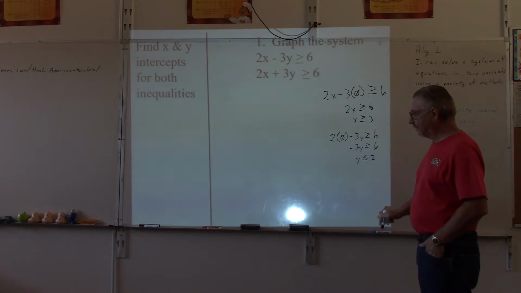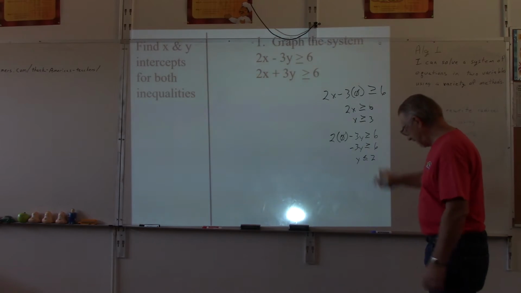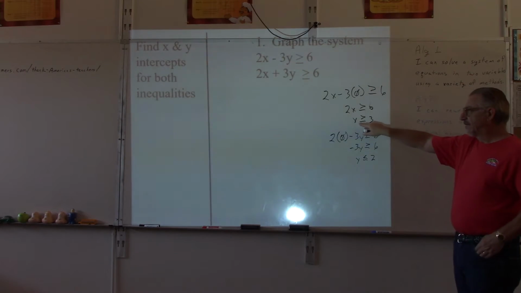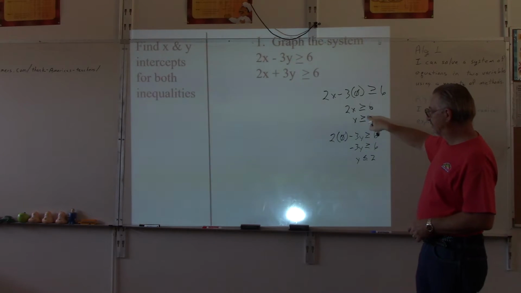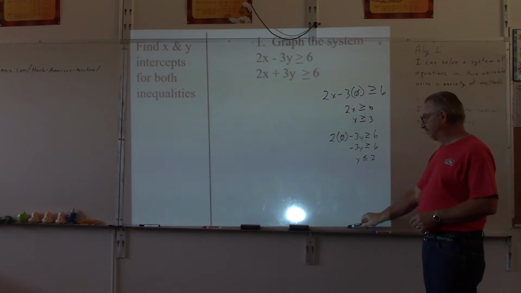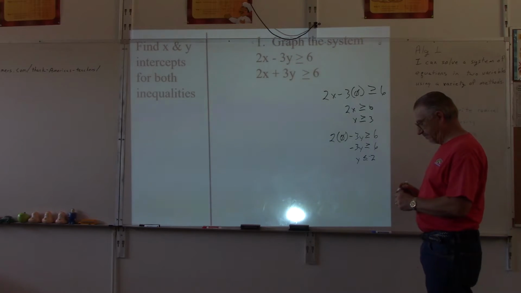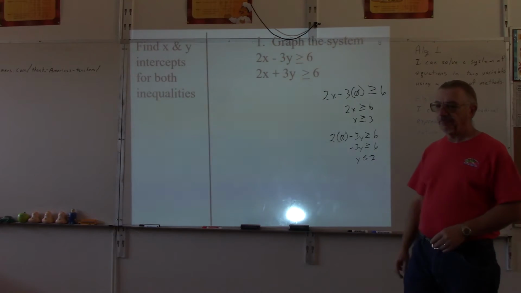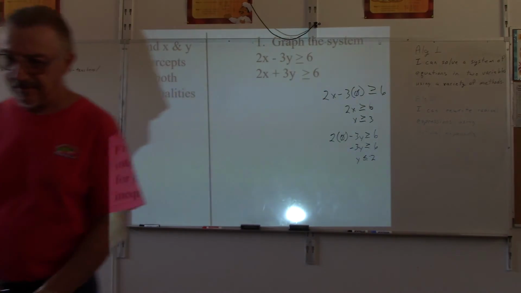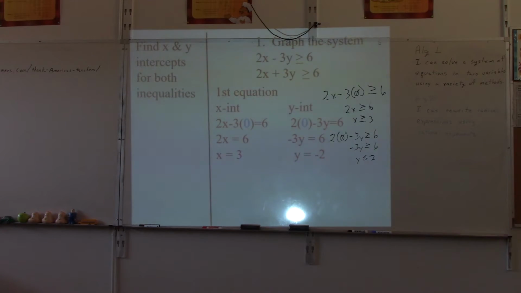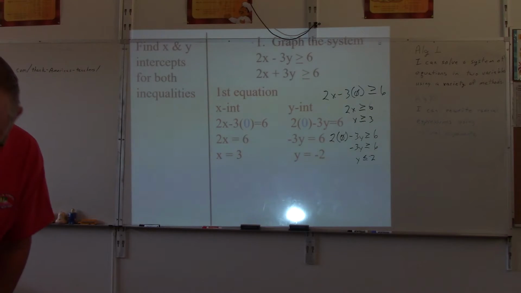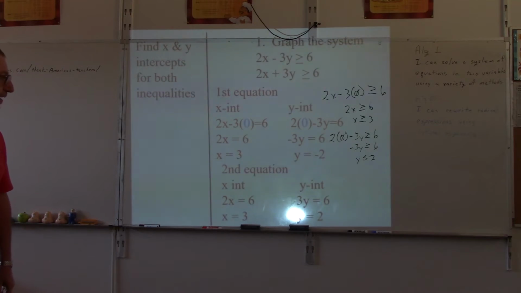To graph this now, I would do the same thing. I would plot x at 3, 0, and y at 0, oh, that's a negative, 0, -2. X is 3, y is -2. And then the second equation would be x is 3, y is 2.